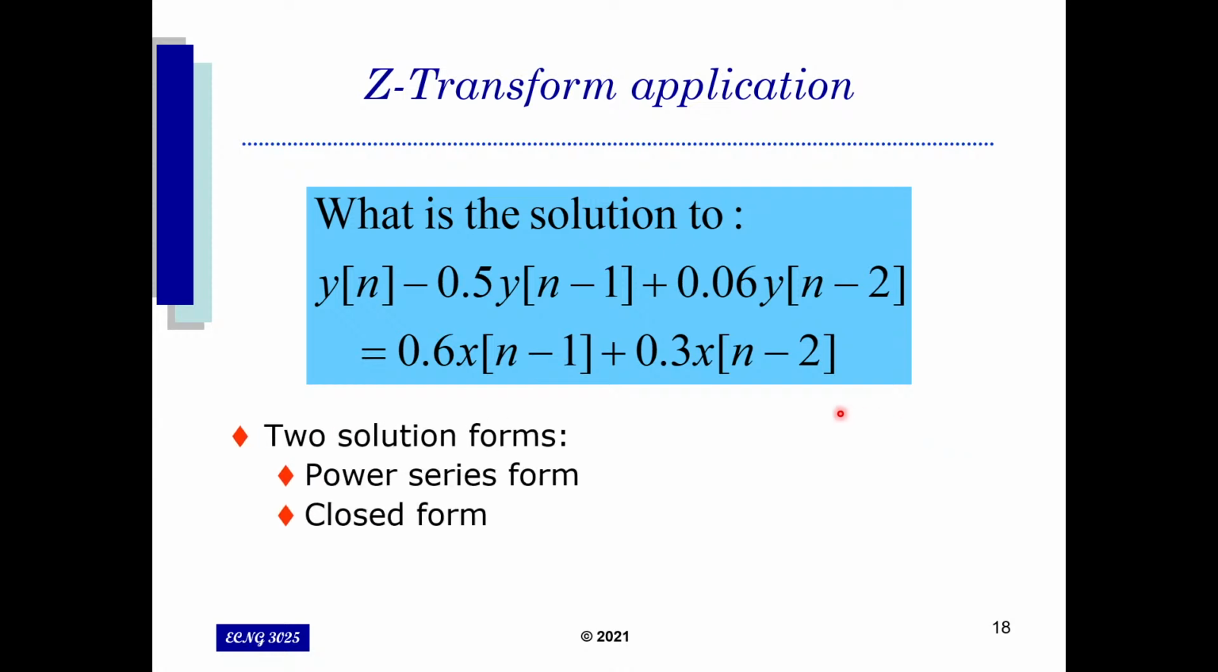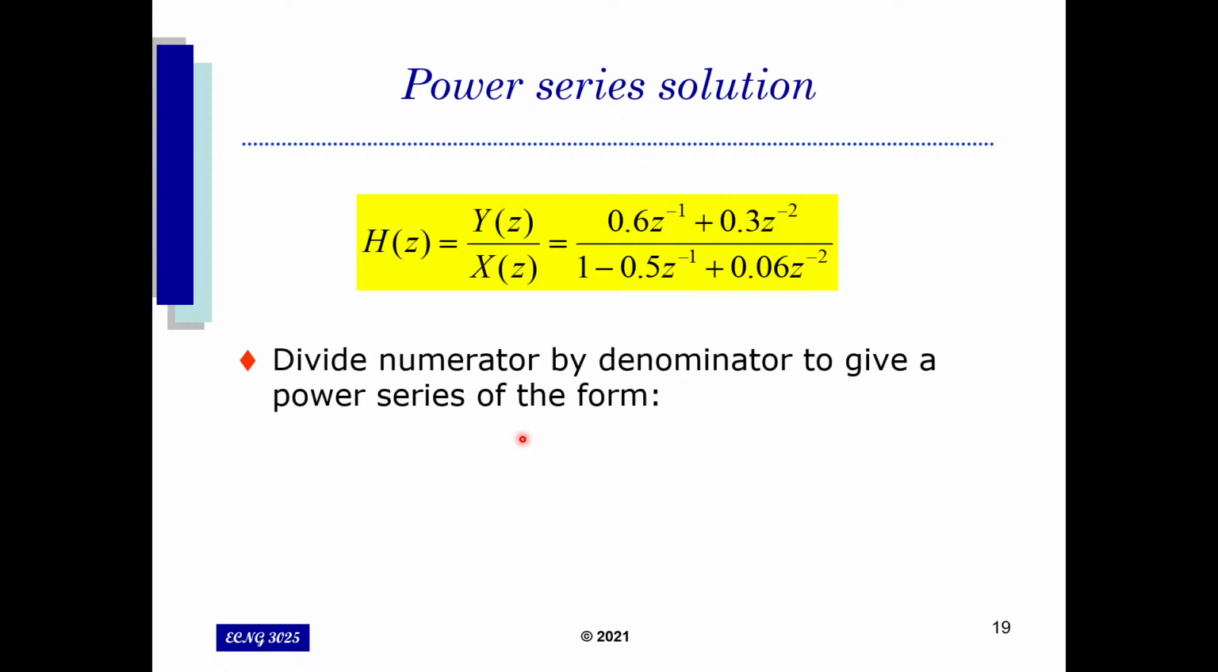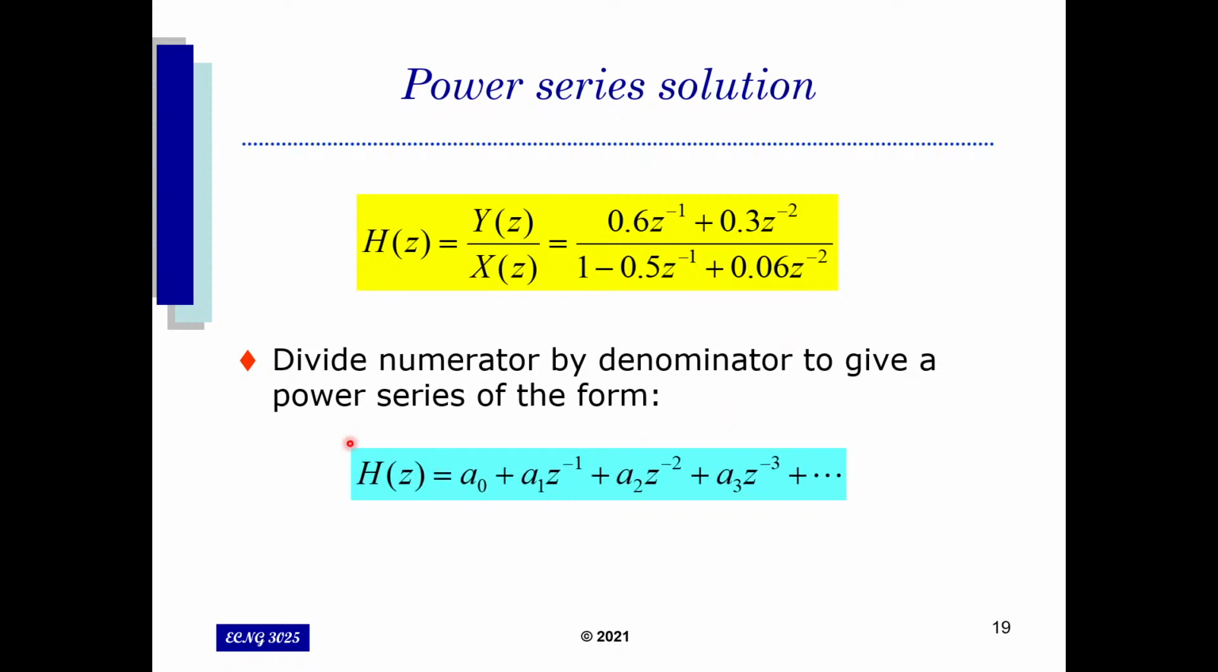Alright, so backtracking, what's going to be the solution for this difference equation? There are going to be two solution forms, which are the power series form or the closed form solution. And both of these will start with the discrete time transfer function that we just obtained. The power series solution, which is also the same thing as our infinite solution and our open form solution, is just dividing the numerator by the denominator to get the same sort of open form or infinite solution that we obtained in our previous lecture.